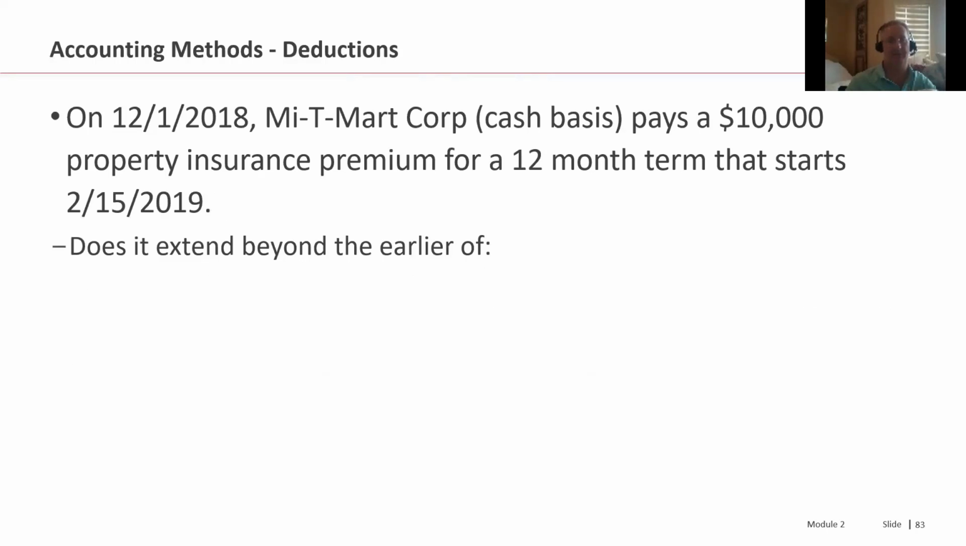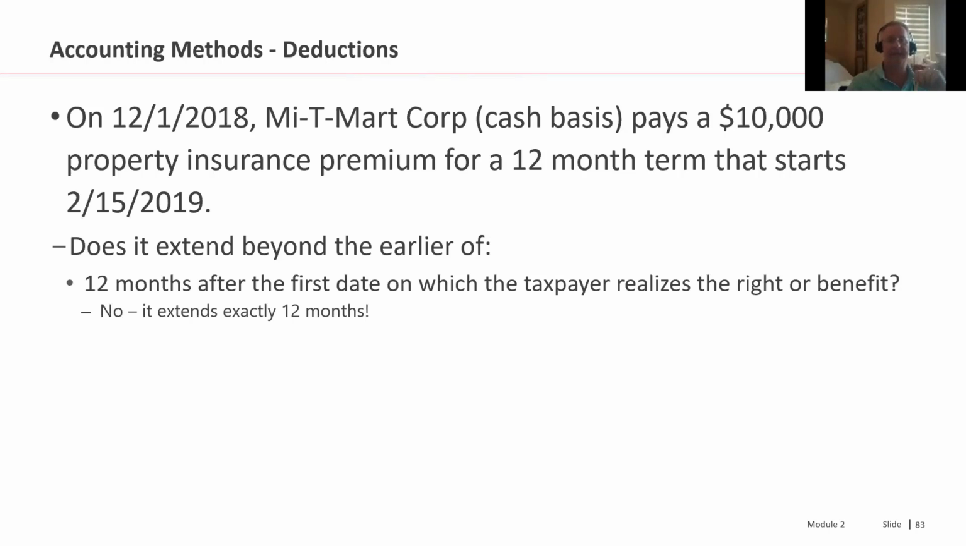Exact same example. So the Mighty Mart CFO gets smart and says, oh, I see, if I pay this early, I can deduct all of it. So there's a different policy premium that they want to pay $10,000 on. This one doesn't start in 2018. It starts in 2019. Okay, so does it extend beyond 12 months? No, again, it's a 12-month policy.